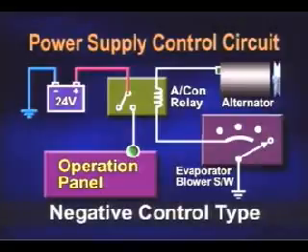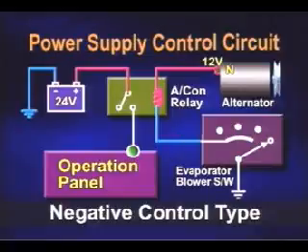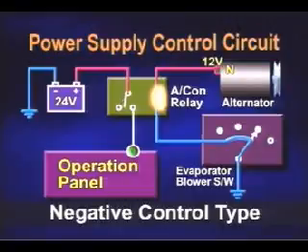This screen shows the circuit diagram of the negative control type. Before engine start, positive current is waiting at the air conditioner relay. When the engine starts, the N terminal of the alternator outputs 12 volts. Then, it passes the excitation coil of the air conditioner relay and waits at the evaporator blower switch. When the evaporator blower switch is turned on, standby current gets grounded. The air conditioner relay is on, and standby current is supplied to the operation panel's power terminal.